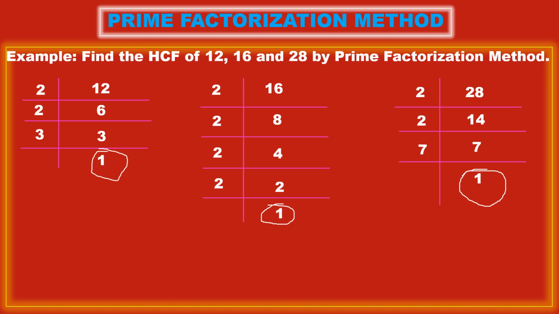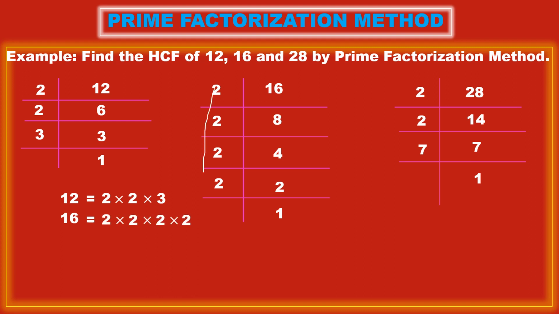Now here HCF means common factors. From the common factors, we should take the highest one. So we will write the factors as products of prime factors. 12 equals 2 into 2 into 3, and 16 equals 2 into 2 into 2 into 2, and 28 equals 2 into 2 into 7. Now here we should take the common things, right? Common factors. From the common factors only we can take the highest one, right? So here the common factors are these.